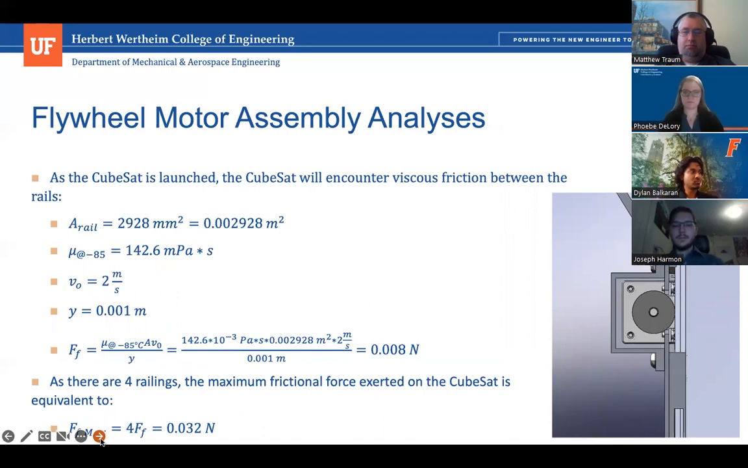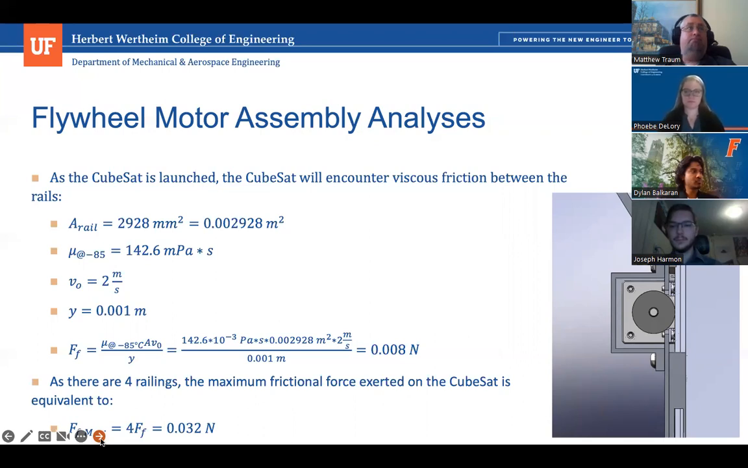So that 10 newtons has to be compared to the force of friction. Thankfully, as this will be used in space, there won't be a large amount of static friction due to the lack of gravity. And the biggest friction we'll have is the viscous friction between the rails and the T-slots and the PFPE lubricant. PFPE was chosen as it is frequently used by NASA in aerospace applications.